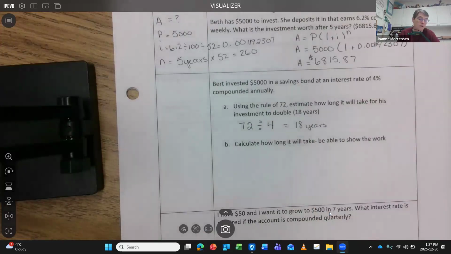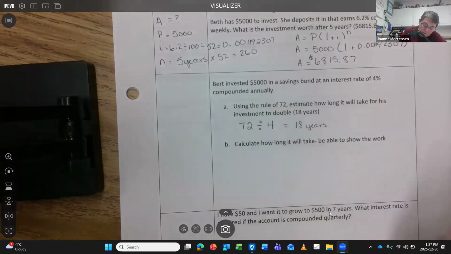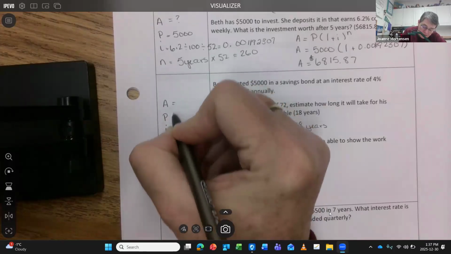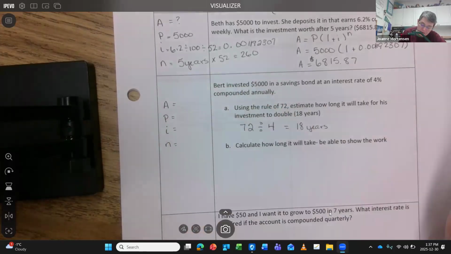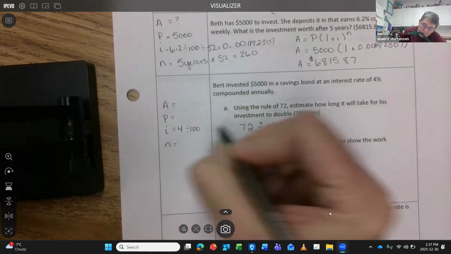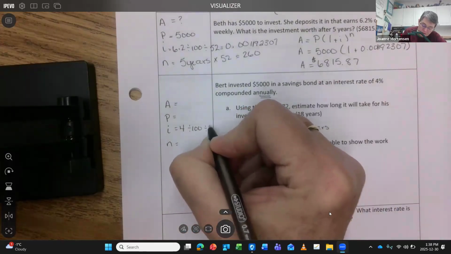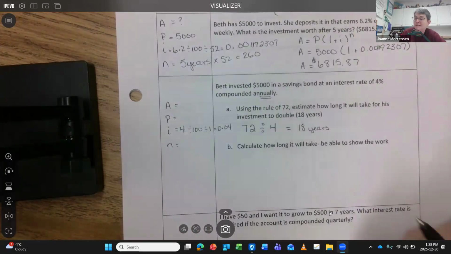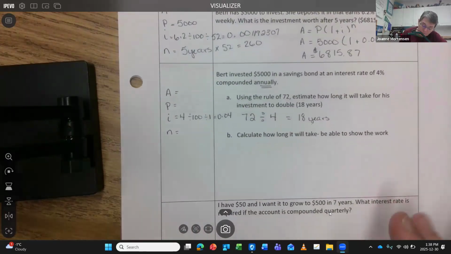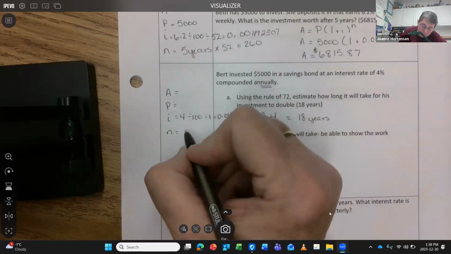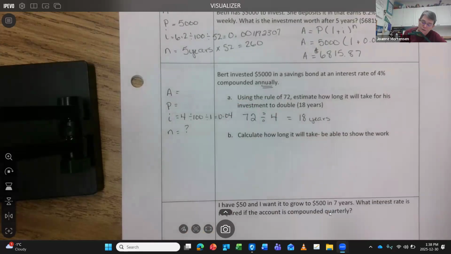Now, we want the actual answer. So A, P, I, N. All right, 4% divided by 100. And we got annually, so divide by 1 is 0.04. Guess I should have done that first. I got excited by the rule of 72. N is what we don't know. Don't use the 18, that's just an estimate.